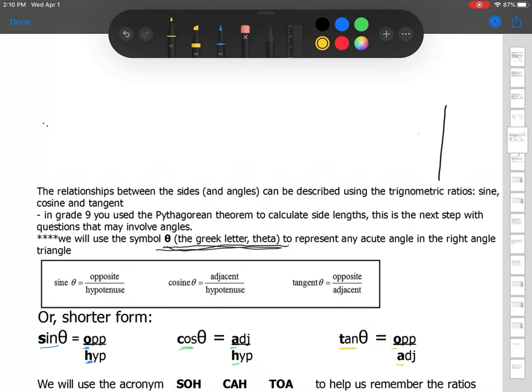And then even further, we use a different acronym or short form, SOH CAH TOA. So in this note here, you can see the first letters are bolded. So S for sine, O for opposite, H for hypotenuse, C for cos, adjacent A, hypotenuse H. Tan theta, T for tan, opposite, and then adjacent.